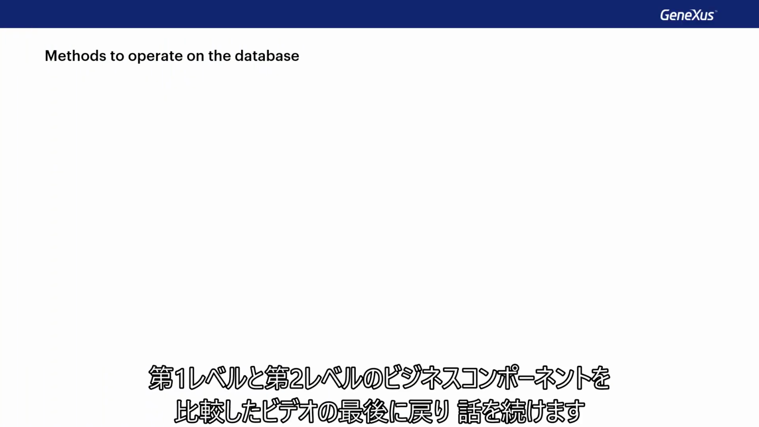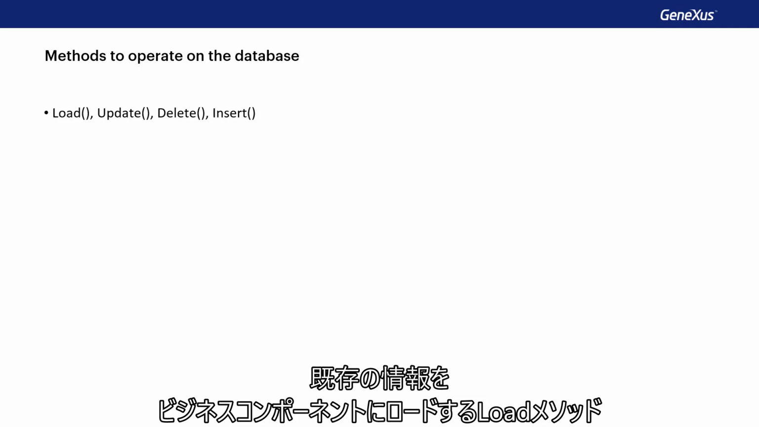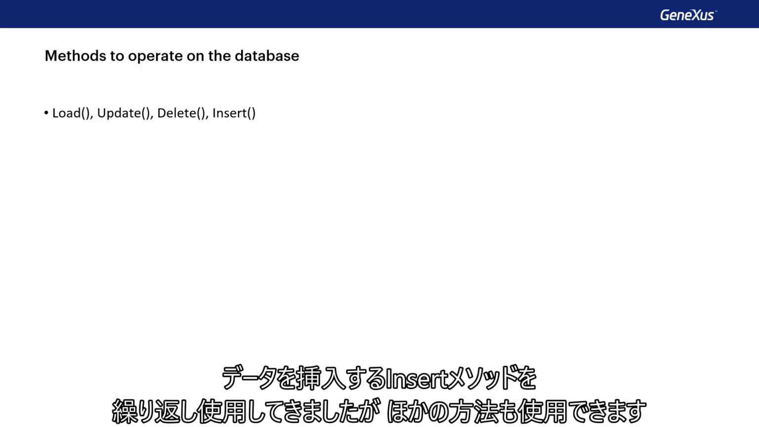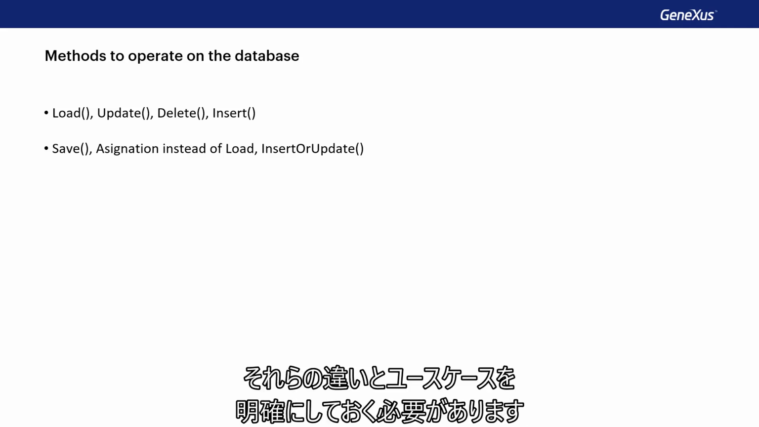Let's go back to the end of the video where 1 and 2 level business components were compared, and we'll continue. We've been using these methods repeatedly. The load method to load existing information into a business component, combined with the update or delete methods to update or delete data, and the insert method to insert it. But other ways can be used too. We just have to be clear about the differences and use cases.